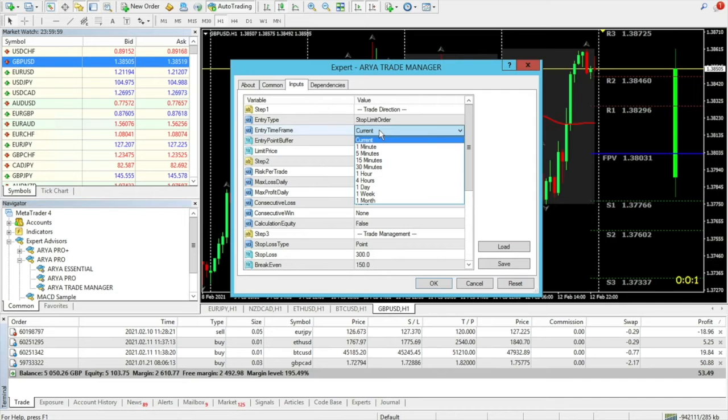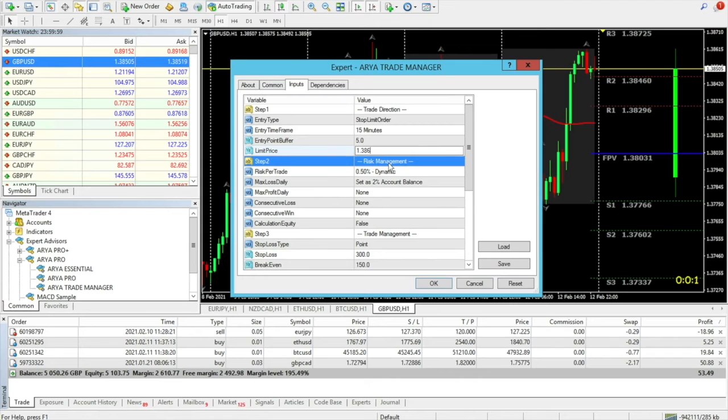Entry logic timeframe is the unit of time you'd like Arya to enter into a position. You can choose a unit of time that is different to the one that you are currently viewing. So at the moment I'm looking at H1, but I can set Arya to enter into a position on M15. The entry point buffer allows you to shift your entry point by a few points. For example, if I choose 5, Arya will wait to enter into the position until the market has moved 5 points past the confirmed fractal.